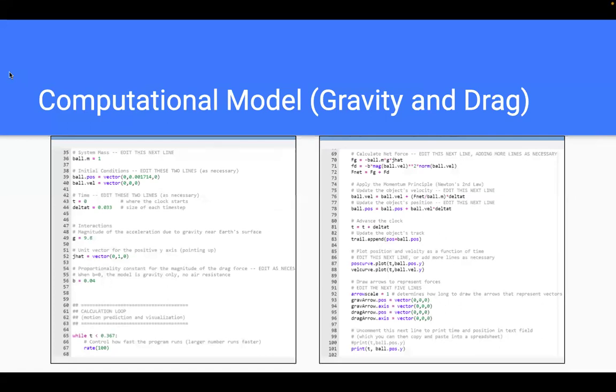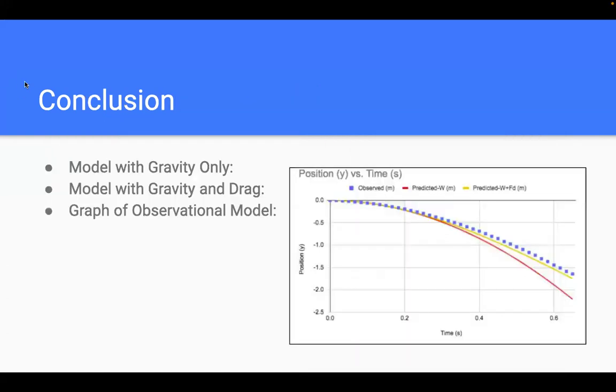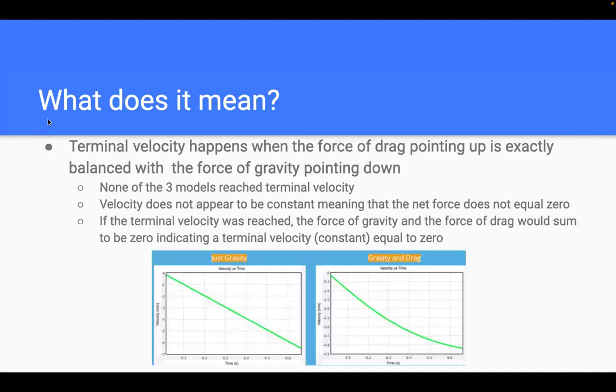And then here is the computational model with gravity and drag, where drag is now included, and the drag force formula is included. And the arrow scale changes for model purposes. Here, we can see the conclusion of this. What does this mean?